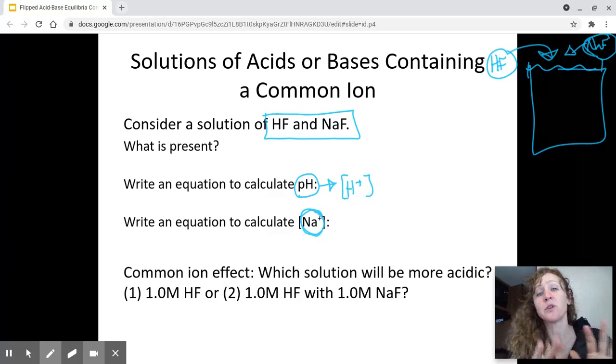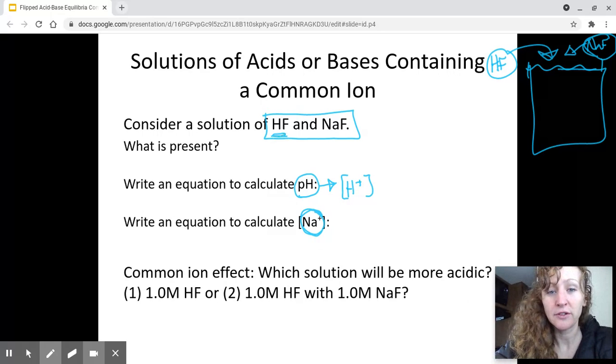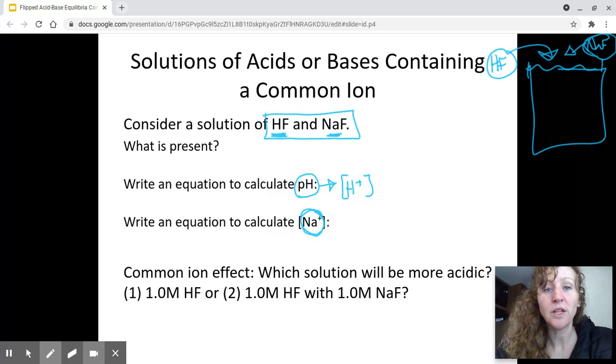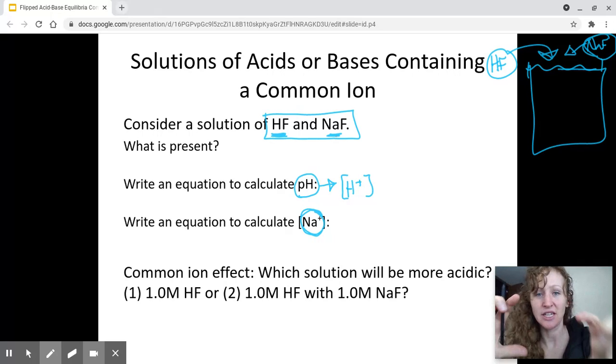So before we get there, let's first just talk generally about this solution and consider what's present. If we have HF from one source and NaF, what do these things do once they hit the water? What's actually going to be there? This would be a good time to pause your video already and see if you can come up with a set of ions or molecules that you can say, okay, after this hits equilibrium, these things are definitely present.